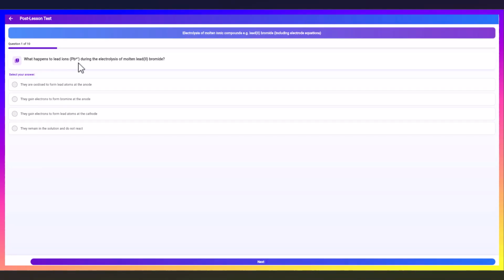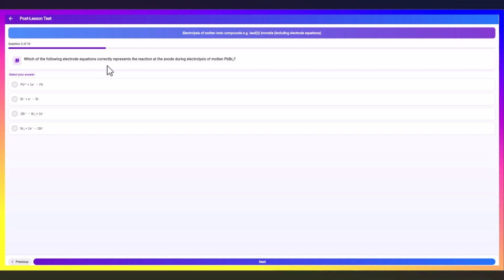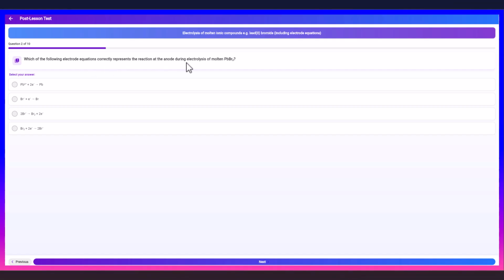Okay, so what happens to lead ions during electrolysis of molten lead 2 bromide? We know they are reduced, so it can't be oxidized. They obviously don't gain electrons to form bromine. They gain electrons to form lead atoms at the cathode. Yes, and the cathode is the one giving the electrons away. Okay, which of the following electrode equations correctly represents the reaction at the anode? The anode is positive and the bromide ions are losing the electrons, and it needs two of them. So it needs two bromide ions to make the bromine gas. So it's that one.